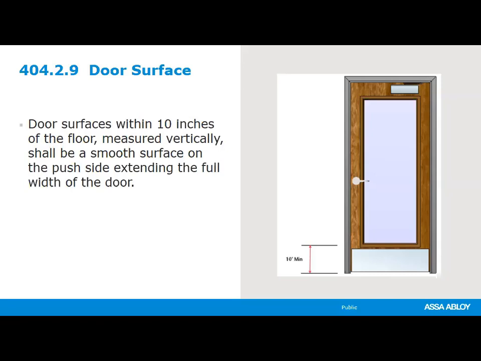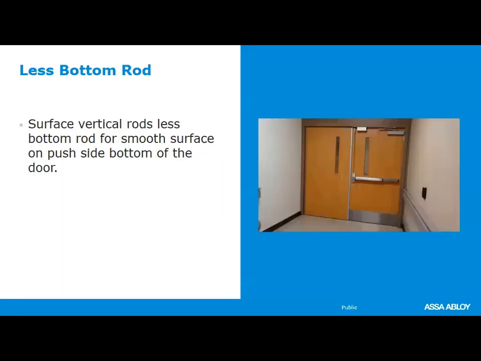Regarding the lower 10 inches, sometimes you'll see surface vertical rod exit devices, less bottom rod. That way you get the smooth surface on the push side on the bottom of the door. If you do need top and bottom latching on a door for security purposes, then you could go with a concealed vertical rod exit device and still have that smooth bottom portion of the door.